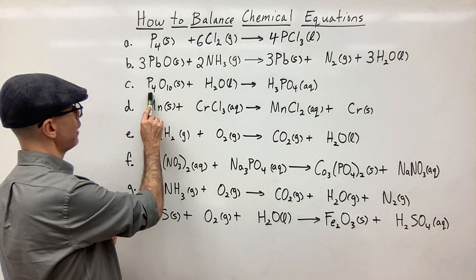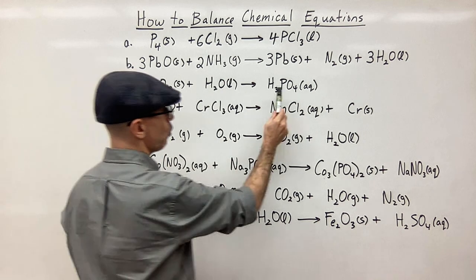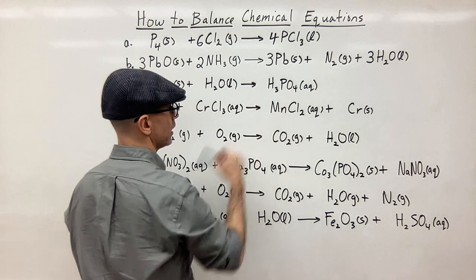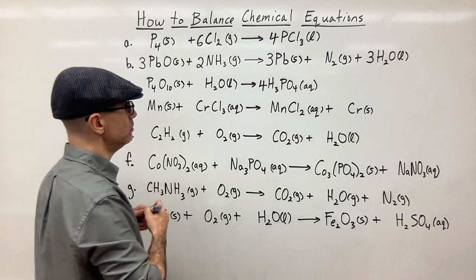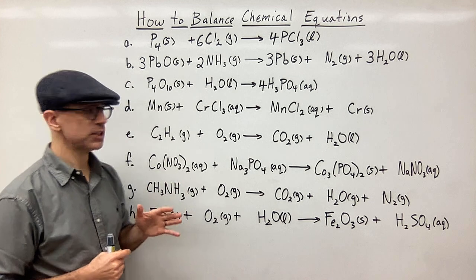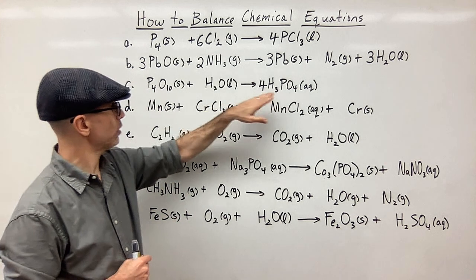Okay, so here, phosphorus, I have 4 phosphorus on this side. 1 times 4 is 4. I have 1 phosphorus, 1 times 1 on this side, so I should put a 4 here. So now my phosphorus is balanced. So I have 4 and 4.